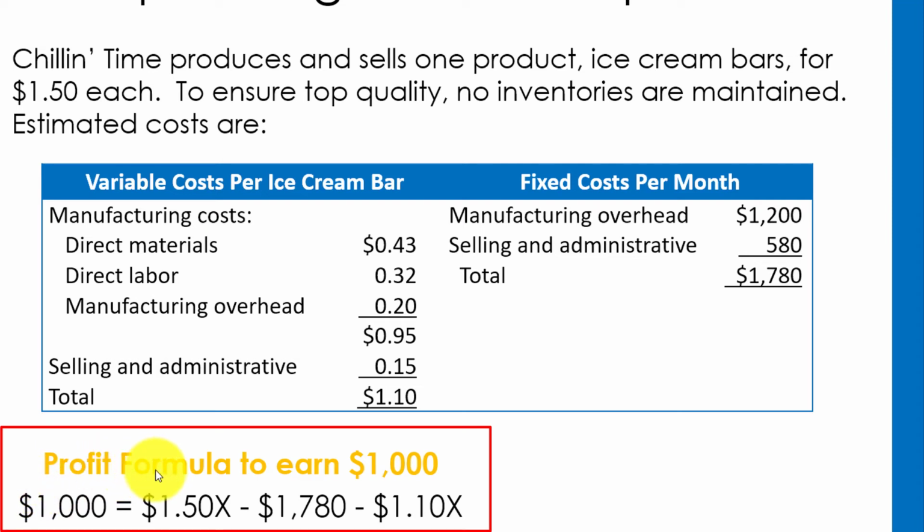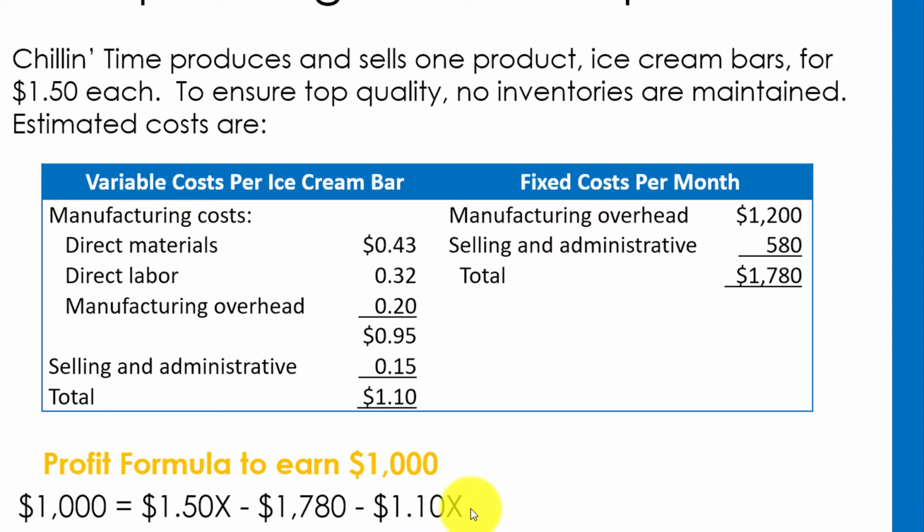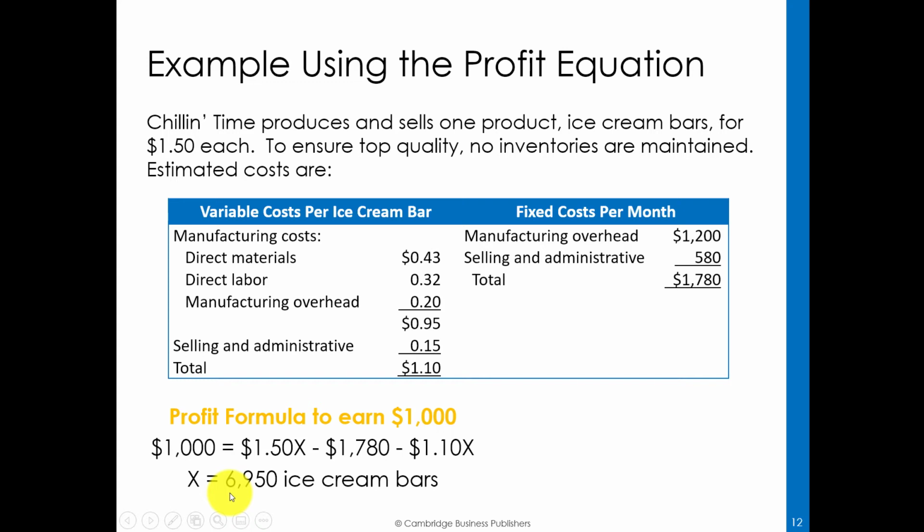Equals, and the way they've written it to me is a little counterintuitive. I would have put $1.50 minus $1.10 per unit times number of units being X, as I showed you previously. But whatever, they're saying $1.50 times number of ice cream bars X minus the fixed cost minus variable cost. That should give me 1,000. Solve for X. You're gonna find out they have to sell 6,950 ice cream bars in order to make $1,000.